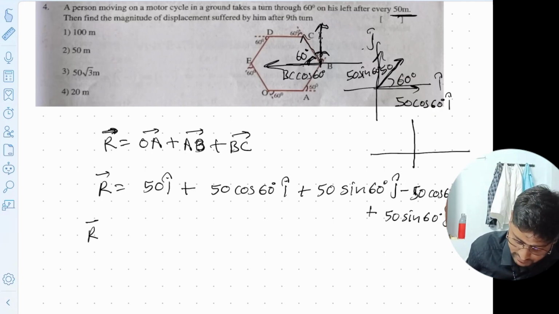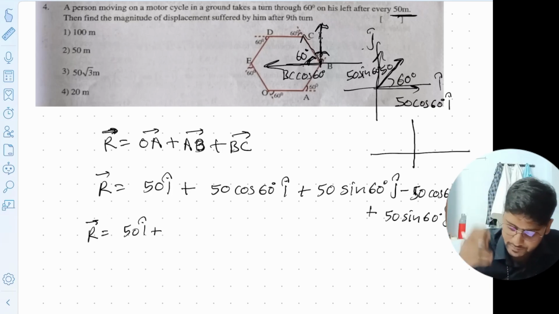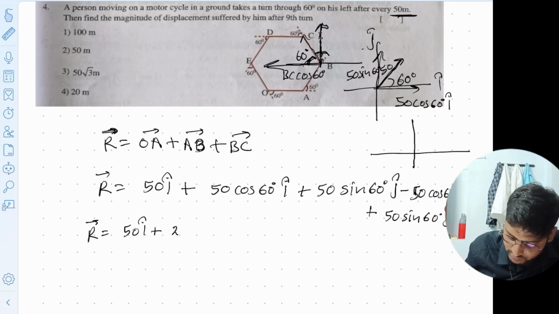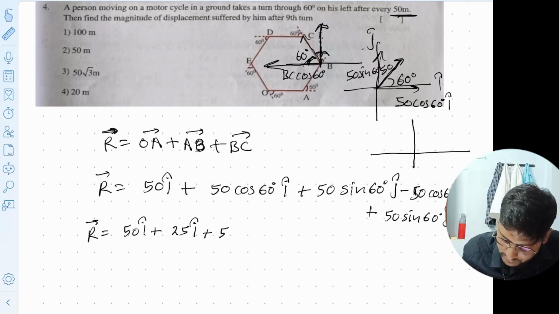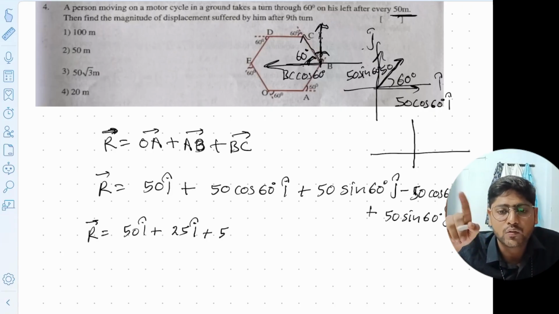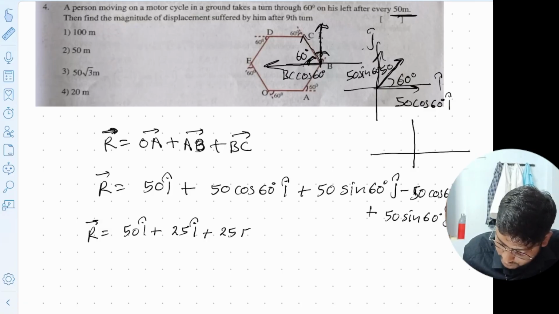Now we can calculate our resultant. 50 I cap is there, plus 50 cos 60. Cos 60 equals 1 by 2, so 50 by 2 is 25 I cap. Plus 50 sin 60. Sin 60 is root 3 by 2, so 50 into root 3 by 2 is 25 root 3 J cap.